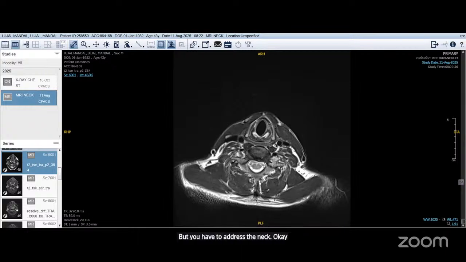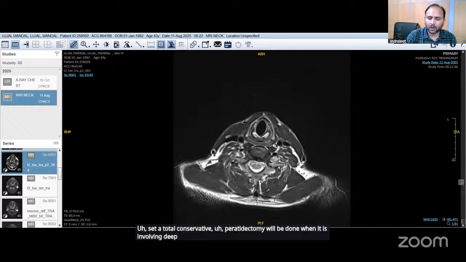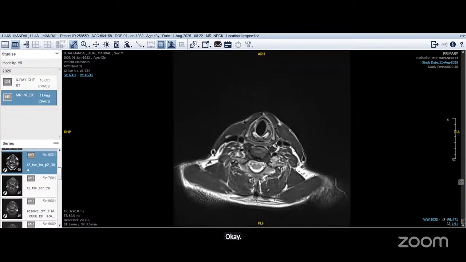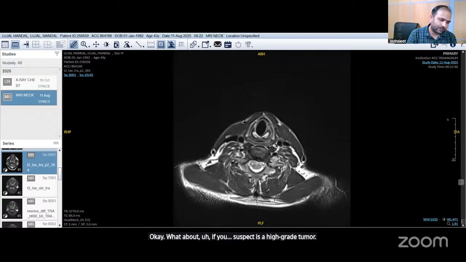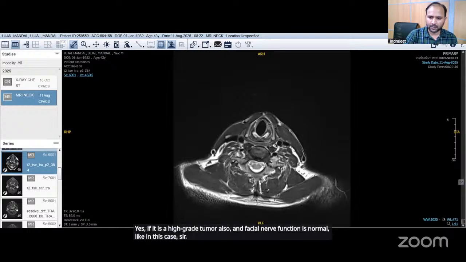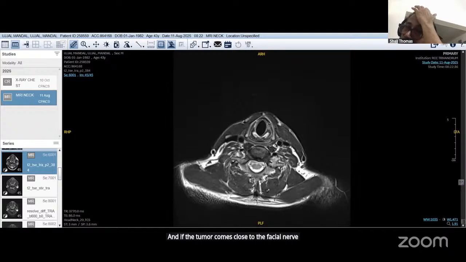Okay. Ma'am, when will you do a total conservative parotidectomy for a swelling like this? Sir, total conservative parotidectomy will be done when it is involving the deep lobe, sir. Okay. Only in that scenario, or what if you suspect it's a high grade tumor? Yes, if it is a high grade tumor also and facial nerve function is normal, like in this case, sir, we will proceed with it for a T3, T4 high grade tumor. And if the tumor comes close to the facial nerve also.